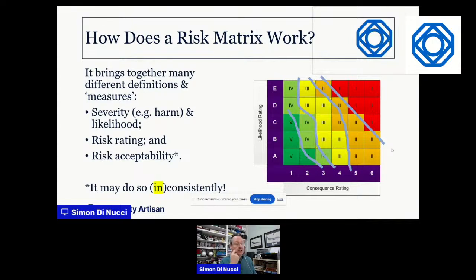Now that's potentially important, because if we're saying it's unacceptable to have, let's say E is frequent, a risk of 1 death, but 10 times less likely for 10 deaths, or 100 times less likely for 100 deaths, that's a line of constant risk.